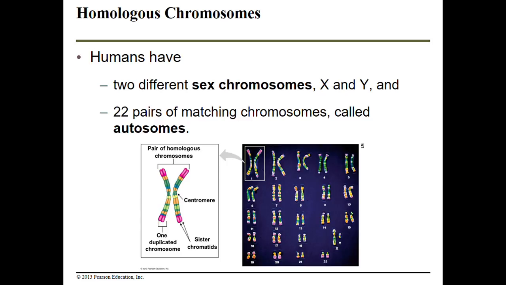Remember, we have 22 normal body pairs, like we mentioned a second ago. These 22 normal body pairs we call autosomes, and then the 23rd pair is our sex chromosomes. The X and the Y are the 23rd pair.